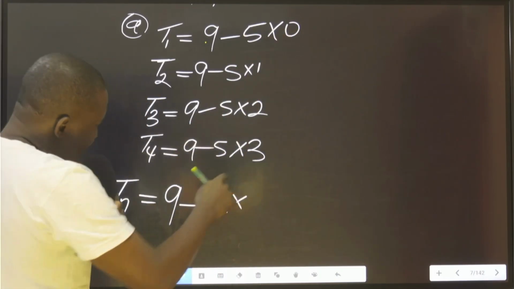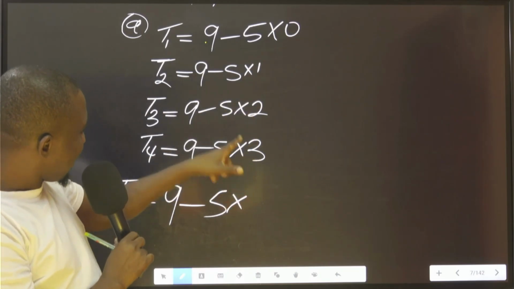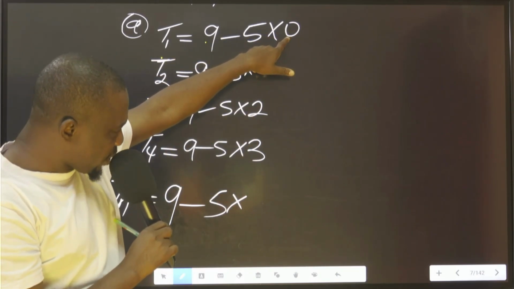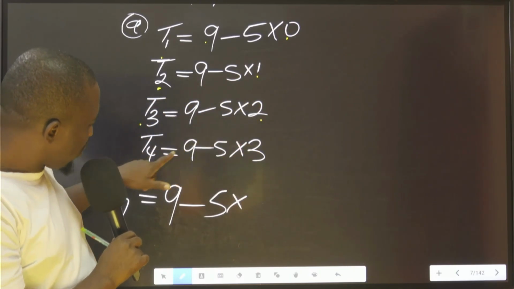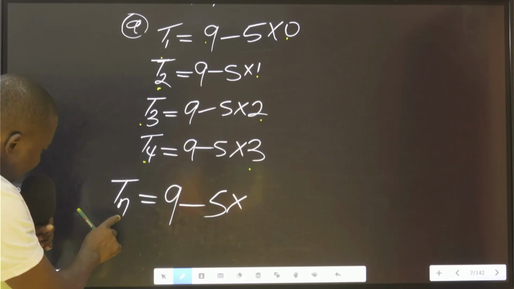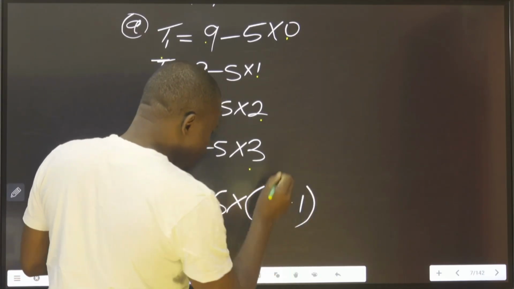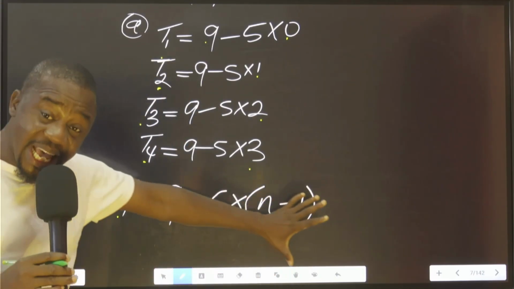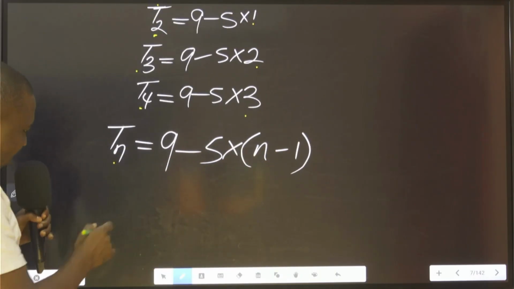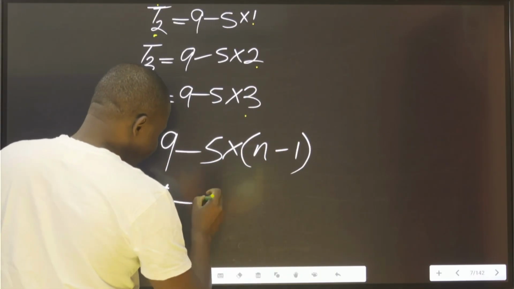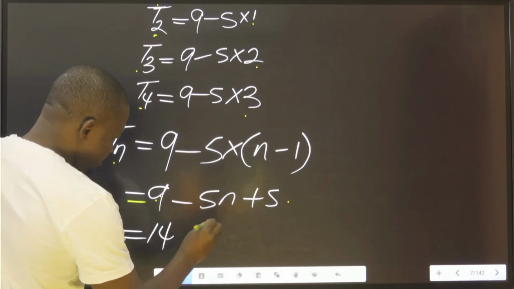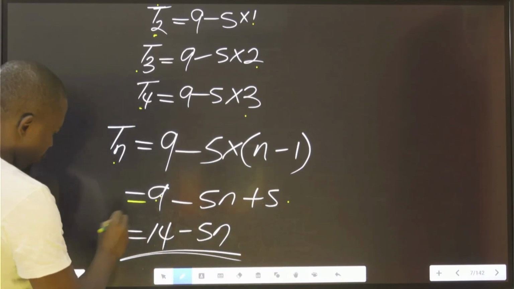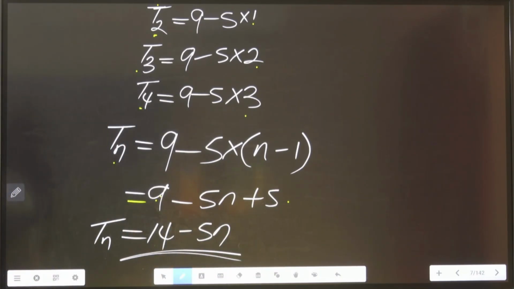But this is not constant. What is constant here is 1 minus 1 will give us 0. 2 minus 1 will give us 1. 3 minus 1 will give us 2. 4 minus 1 will give us 3. Therefore, n minus 1 will be included here. Okay? This is the nth term. But we can just simplify it for simplifying sake. You agree with me that this plus this will give us 14 minus 5n. So this is the final answer for the nth term.